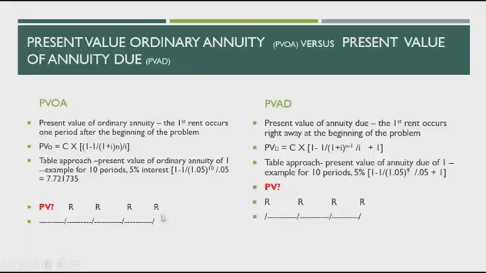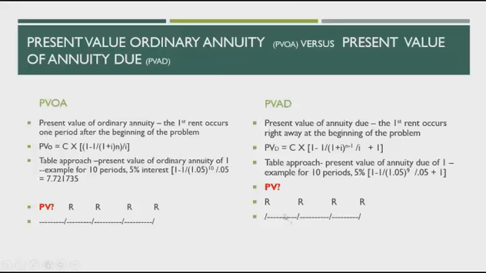Very similar. Same number of rents for both, but the big question is, if you look in the present, the very start of the problem, when does that first rent occur? So if the problem starts and 1 period later the first rent happens, that's end of the first period, and that makes it an ordinary annuity. If the problem starts and the first rent happens right away, then this is considered the beginning of the first period, and that's considered an annuity due.